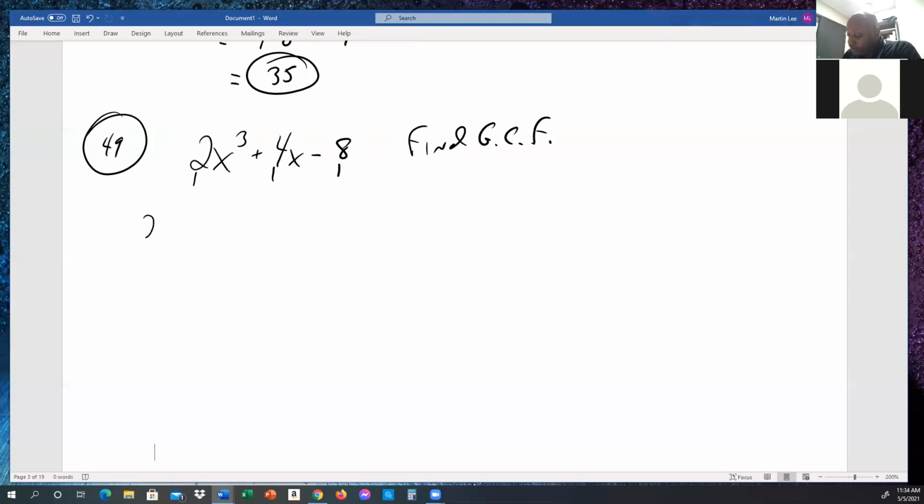So I can factor out a 2. I'm going to have my parentheses. See, we have an x to the third here, an x here, but this term doesn't have an x. So I cannot factor out any x. The only thing I can factor out is a 2.